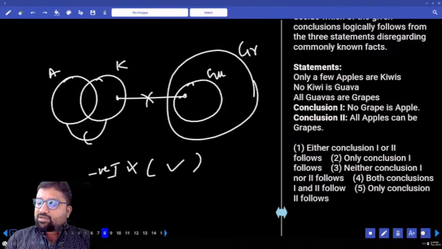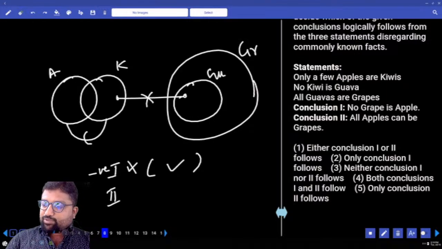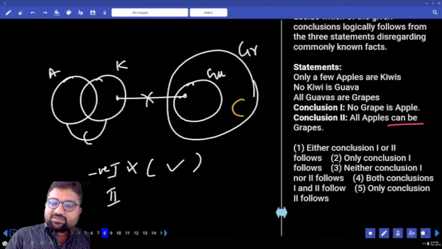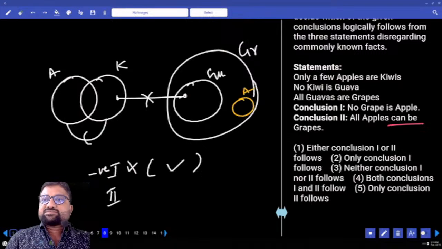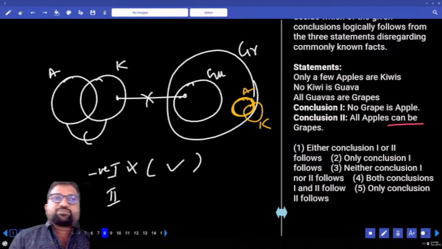Second one, all apples can be grapes. Can be is a possibility. Can I take all the apples and put them inside grapes? Yes, absolutely yes. This is apple and this is kiwi. Kiwi should not touch guava. Is kiwi touching guava? No. Whatever I have drawn here to show you that all apples can go inside grapes, you are not supposed to do this with a diagram.